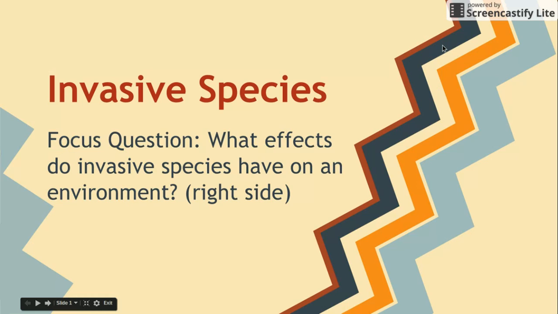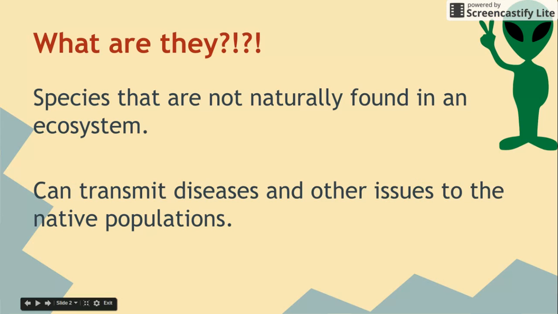Today we're going to talk about invasive species, and our focus question is what effects do invasive species have on an environment? So let's start with what are they? Species that are not naturally found in an ecosystem. So invasive species are not normally found in the ecosystem in which they are invading. They can also transmit diseases and other issues to the native populations, or the organisms that normally live in those areas.